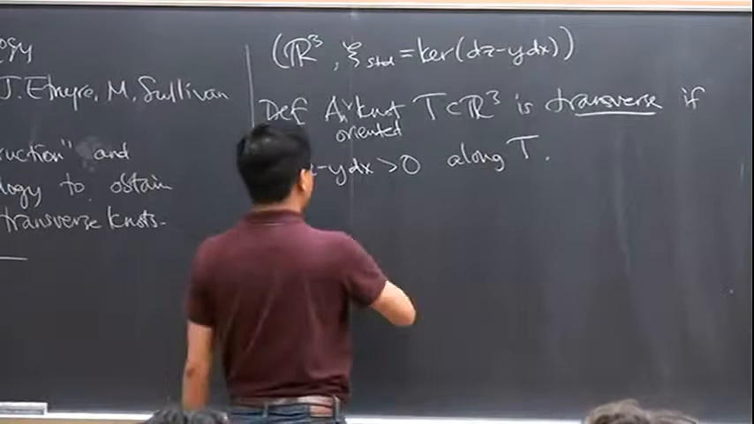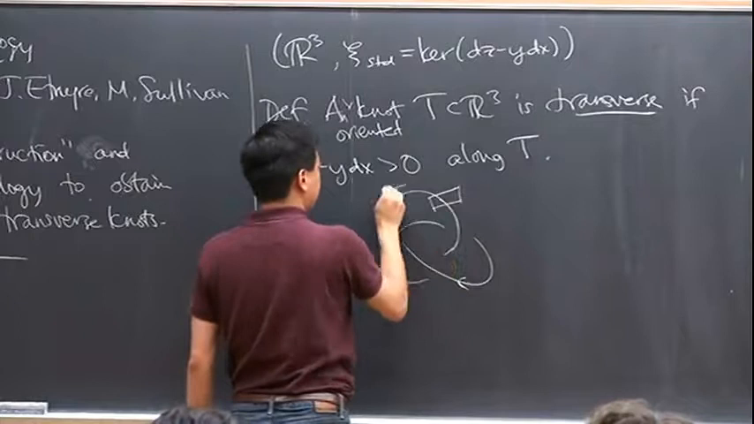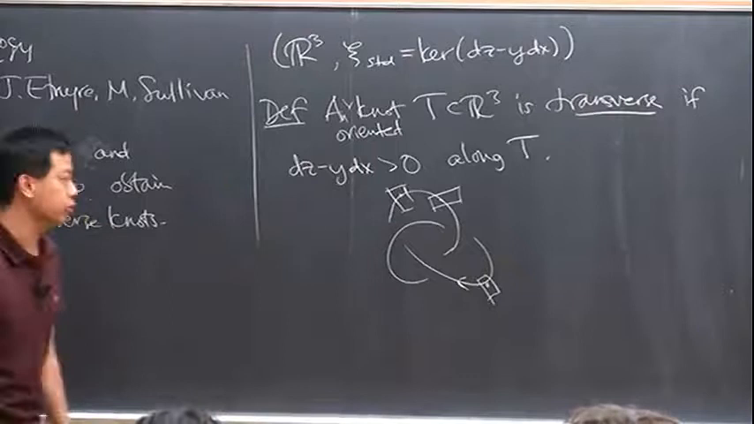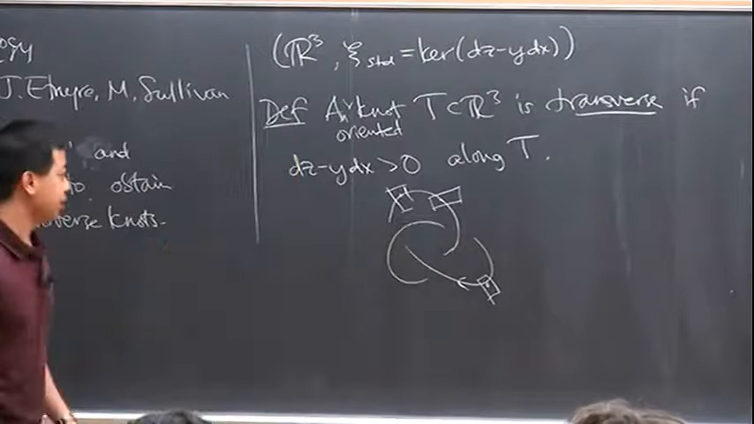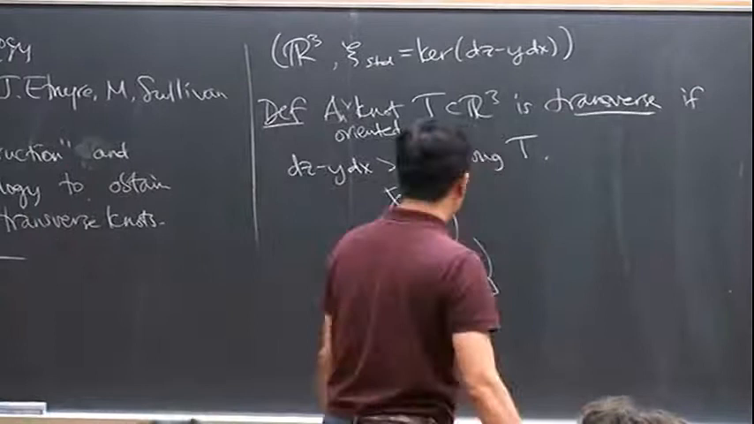If you have some knot here, this contact plane distribution gives you some plane at every point. This is supposed to be transverse, but that doesn't look transverse at all. But it's supposed to be transverse to this two-plane distribution at all points. And moreover, there's this positivity condition. You can think of this contact structure as being co-oriented, and then the knot is supposed to be positively oriented with respect to the co-orientation of the contact structure.